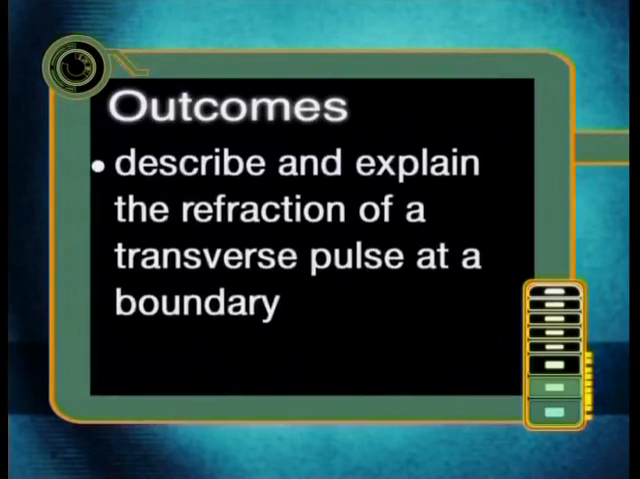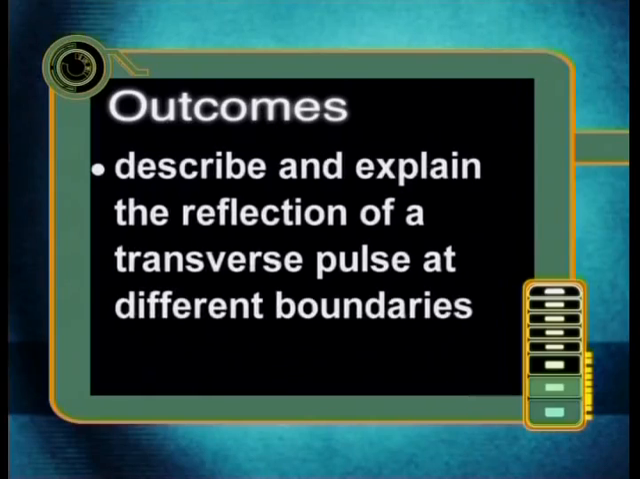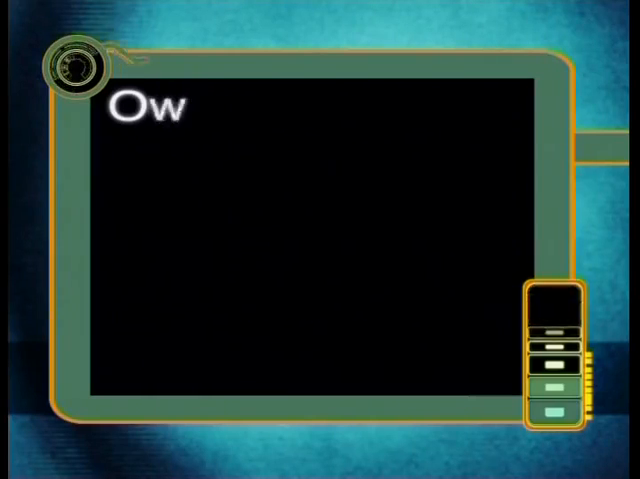By the end of this lesson, you should be able to describe and explain the refraction of a transverse pulse at a boundary, and describe and explain the reflection of a transverse pulse at different boundaries. This demonstration should give you a good idea of what reflection and refraction is. But it's important to note that you could also have only reflection or only refraction happening at a boundary.